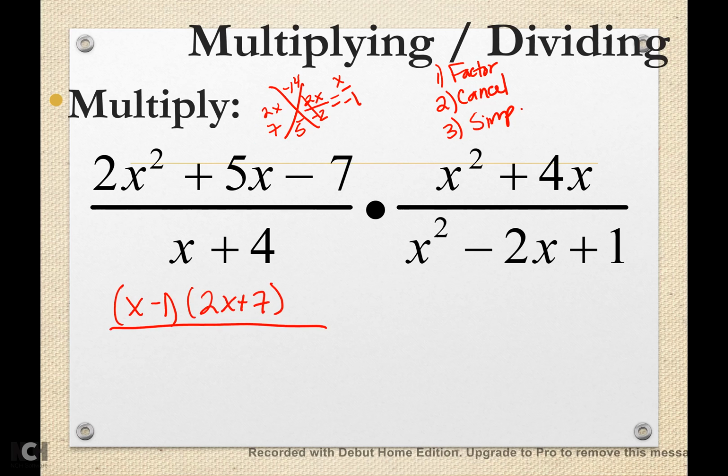Now the denominator, the x plus 4, we can't do anything with that. It's a factor. We'll just leave it like that. Times this one right here, we got a GCF of x. So I'm going to take that GCF out. It leaves me with x plus 4.